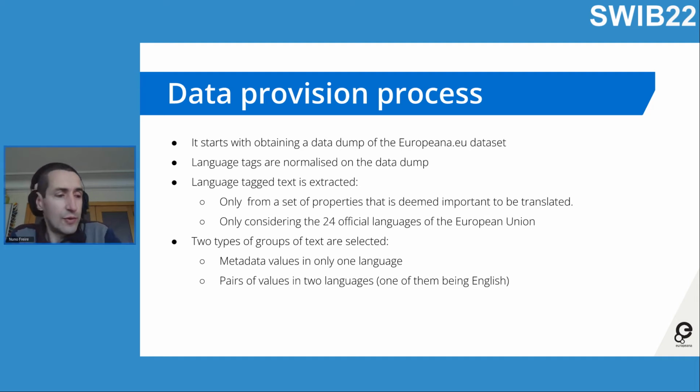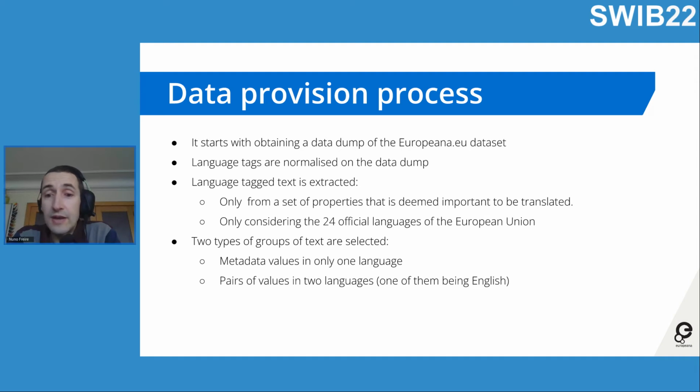So for this process, we started with the Europeana dataset with a dump. The language tags are normalized on the data dump, and we extract the text from the metadata. The text is extracted only from a selection of properties which are considered important to be translated, and only considering the 24 official languages of the European Union.